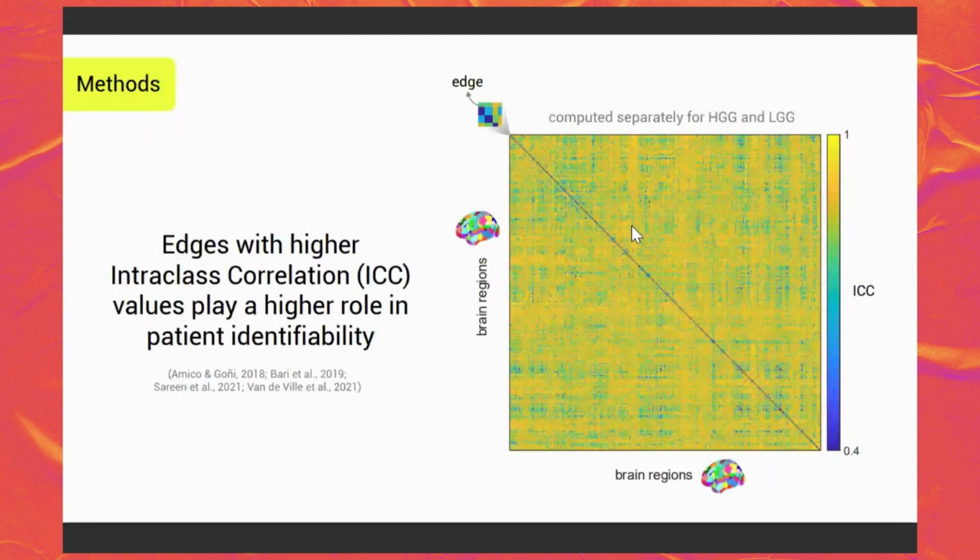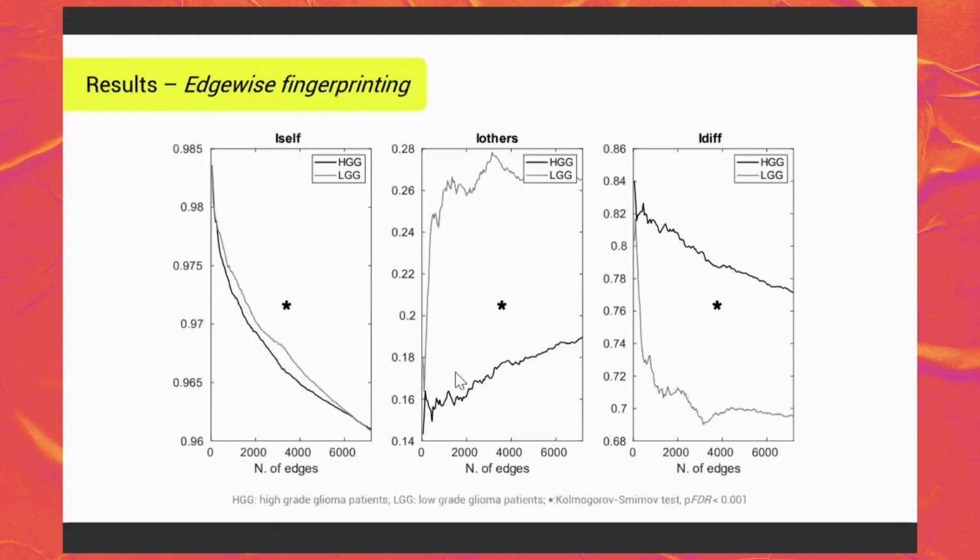So we went edgewise, and for each edge connecting each possible combination of our brain regions, we computed intra-class correlation. Edges with higher ICC values were considered to play a higher role in univocally identifying each patient. So we ordered the edges according to their ICC values from the most reliable to the least reliable, and we computed I-self, I-others, and I-diff for an increasing number of edges until the full connectome was covered. And this time we found a significant effect in the same direction as before, with high-grade glioma patients being more identifiable with respect to low-grade.